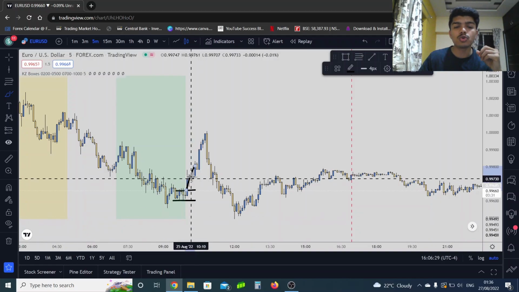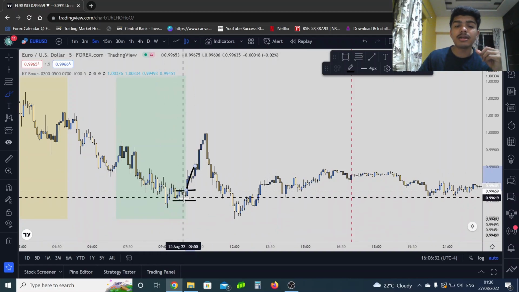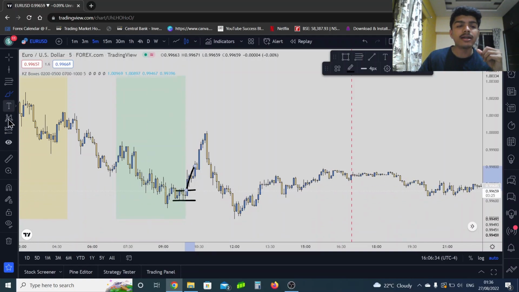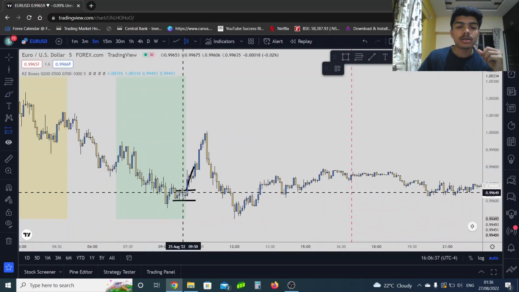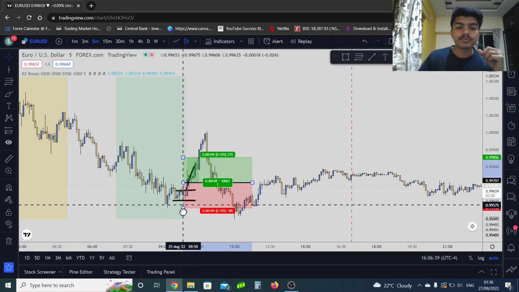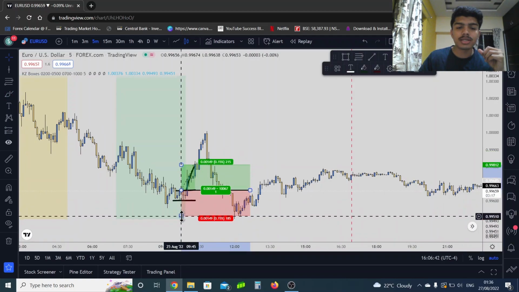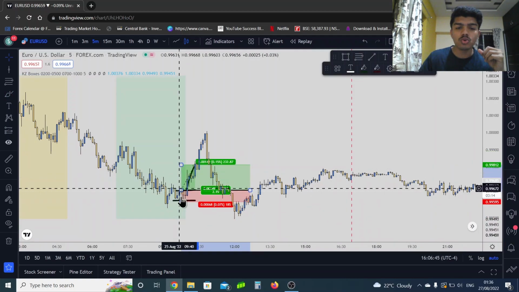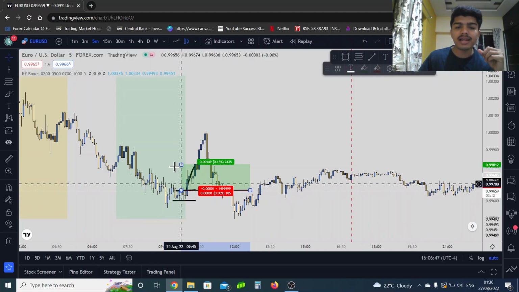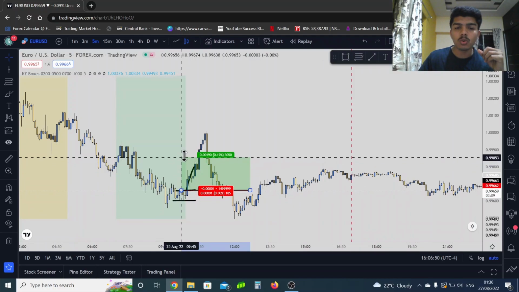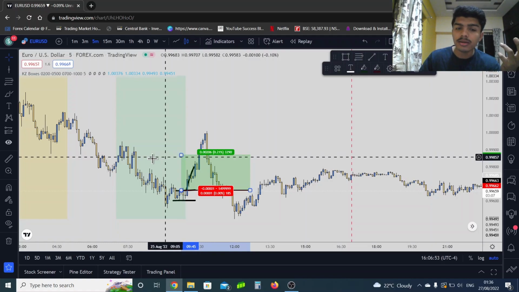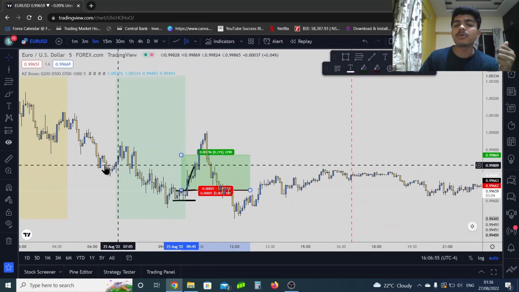Your buy entries give you 1:2. So the first trade was a stop loss, the second trade was 1:2, and if you had taken your stop loss to break even and let the trade run for around 1:3, 1:4, you would have made more money. First trade was a stop loss, second trade was a profitable trade.